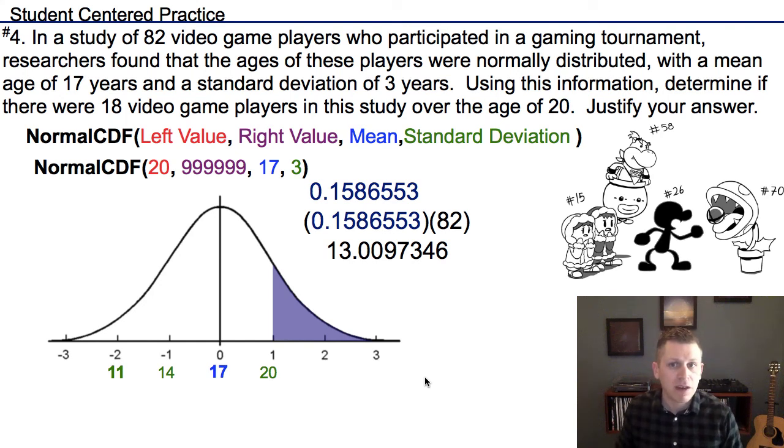Now I can answer the question they wanted to know, determine if there were 18 video game players in the study over the age of 20. No, there is not 18 players over the age of 20 in this study. By our calculation, we predict that there should be about 13 players over the age of 20.